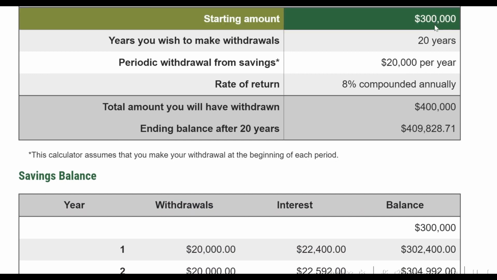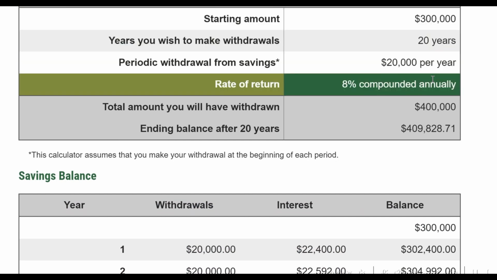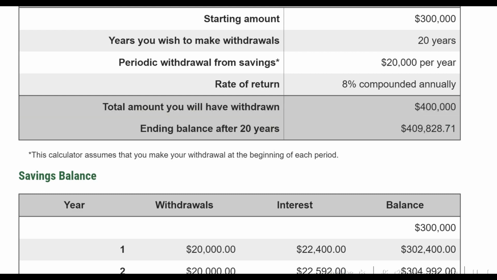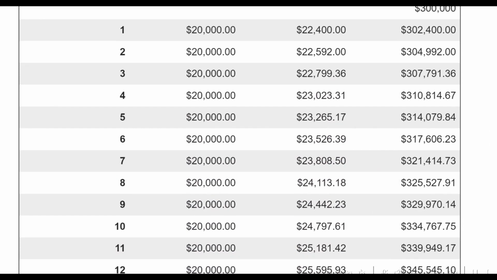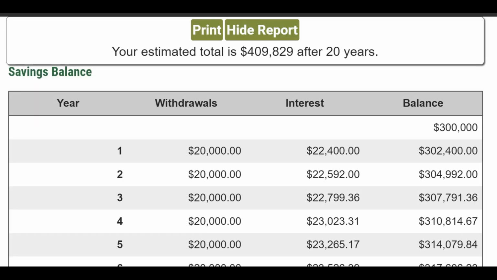If you look at how much you would have after each year, with the added interest amount, you can see how compound interest is truly magical. So how does compound interest work? Let's take a look. After 1 year, and after withdrawing $20,000, earning $22,400 in interest, your ending investment amount would be $302,400. In year 2, your balance would be $304,992. See how the interest amount progressively increases? That's the magic of compound interest.